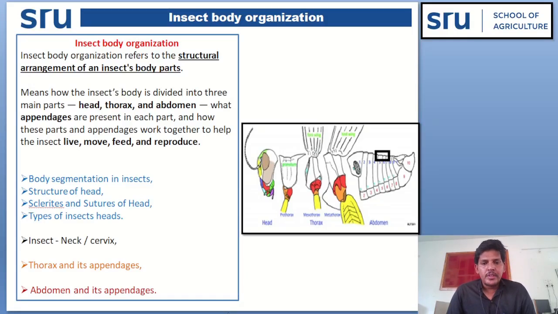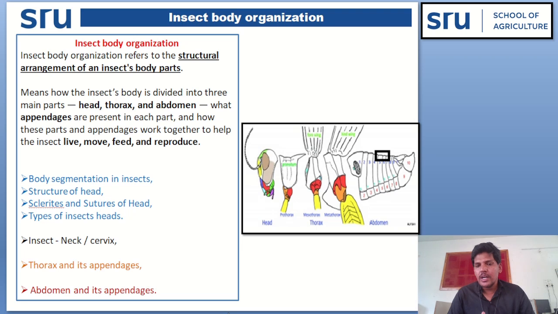Good afternoon. Welcome, all, to today's presentation topic: Insect Body Organization. Insect body organization refers to the structural arrangement of an insect's body parts.